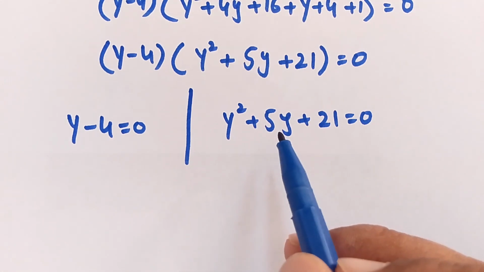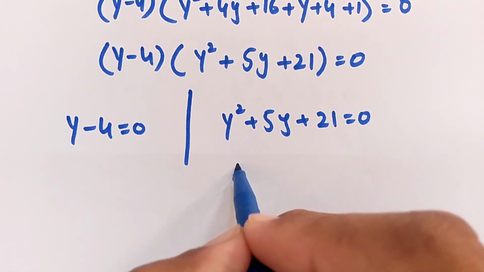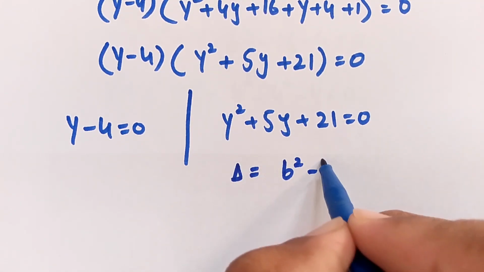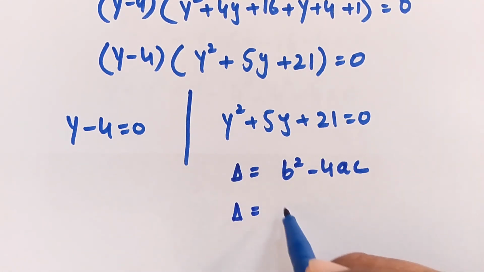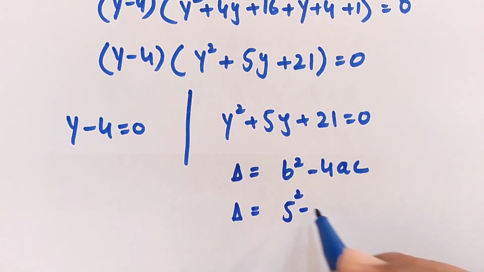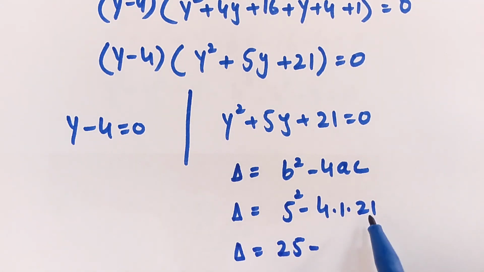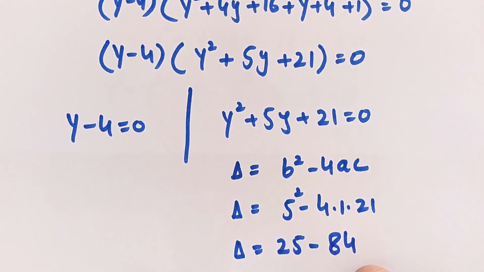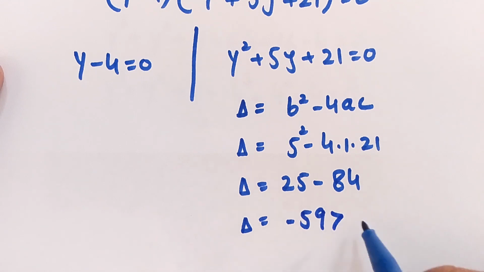We have to solve this by the discriminant formula, to see whether it gives a real solution or a complex solution. The discriminant is equal to b^2 - 4ac. Here b is equal to 5 and c is equal to 21. So the discriminant is 5^2 - 4 times 1 times 21. Now 5^2 is 25 minus 4 times 21, which is 84. Now discriminant is 25 - 84, which is equal to -59, less than 0.